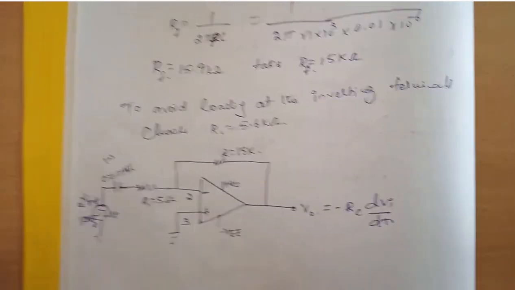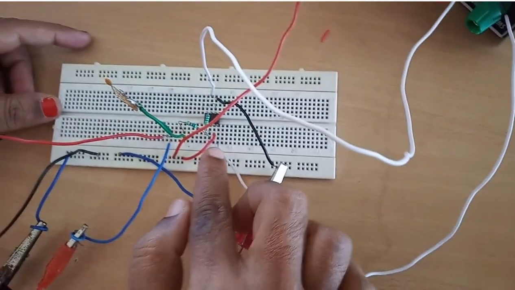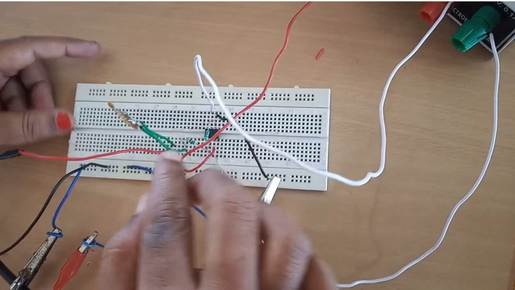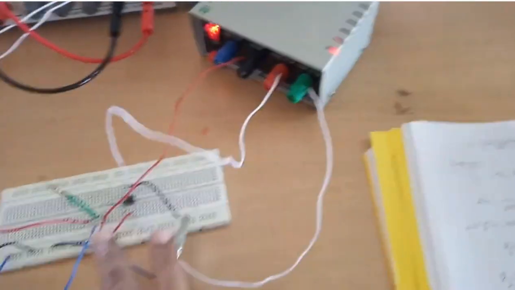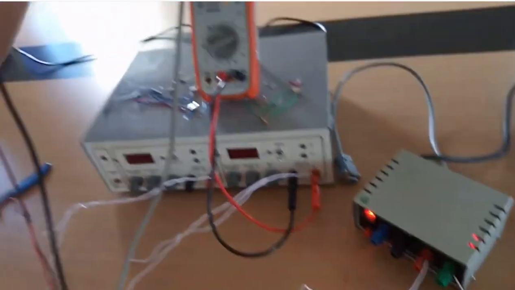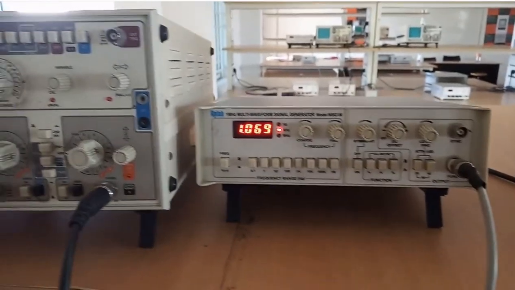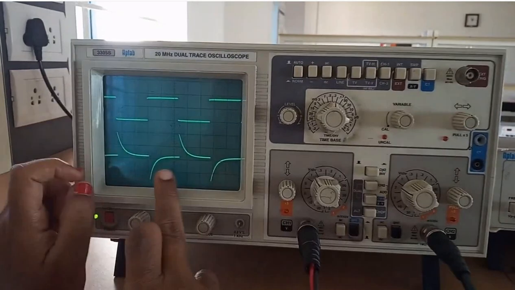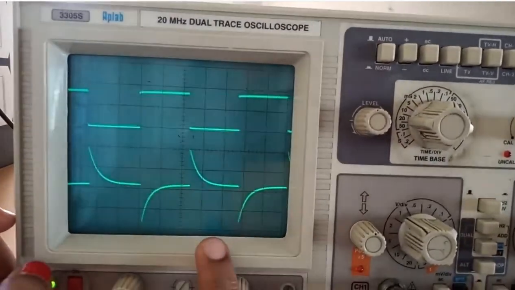Let us see the connections. The connections are made as shown in the figure. So we have the 5.6K and 15K resistors, and this is 0.01 microfarad. The input is provided here from the function generator, which is a square wave. For the input square wave, the output is a differentiated output, which is the spike output we can observe in the CRO. Thank you.